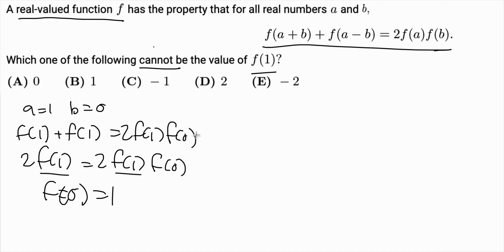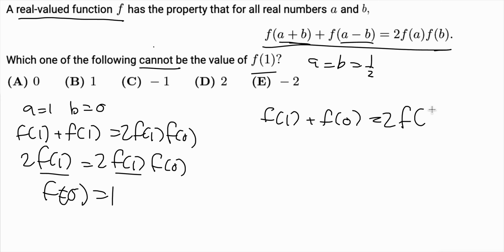Now let's try to plug in something else. What I'm thinking here is to plug in a equals b equals 1 half, because on this side we get 1 half plus 1 half, which is 1, but on this side we get 1 half minus 1 half, which is 0. And so that makes things a little simpler. So we get f of 1 plus f of 0 equals 2 times f of 1 half squared.